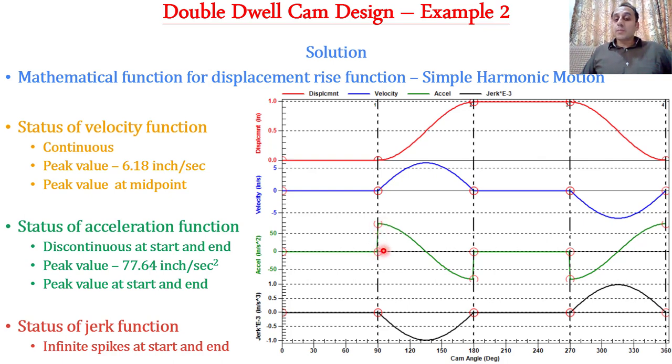If there is an abrupt increase in acceleration from like 0 to 77, then 77 divided by 0, what will happen? We will get spikes in the jerk function. We will get a spike here, here, here, and here. The direction of that spike is not important. The thing is, we are getting theoretically infinite jerk because of the discontinuity in the acceleration function.